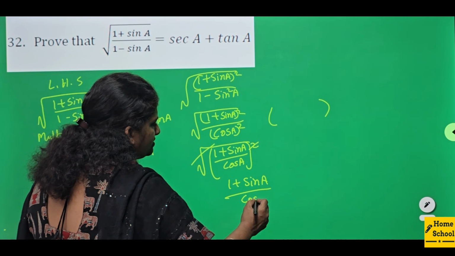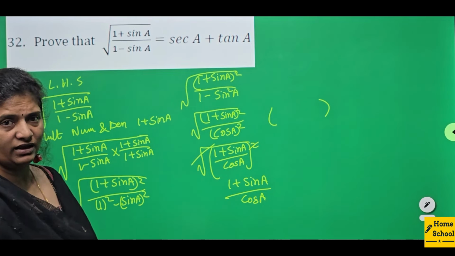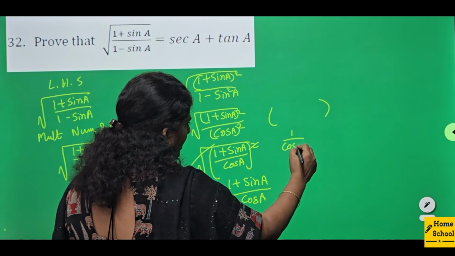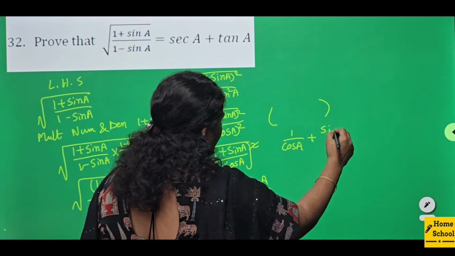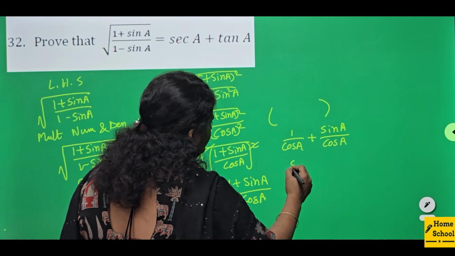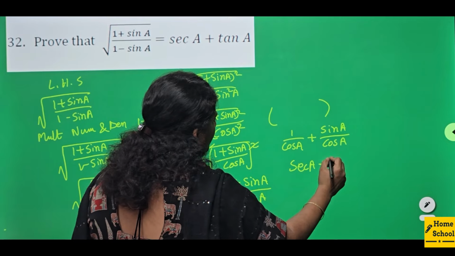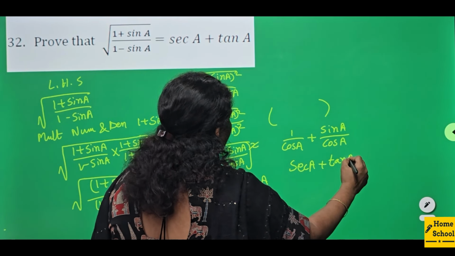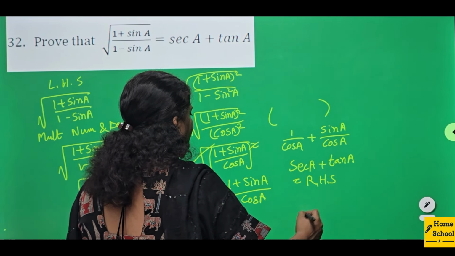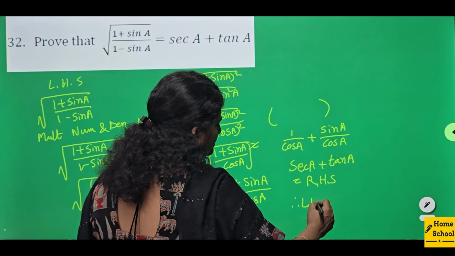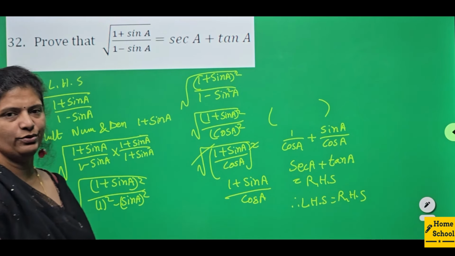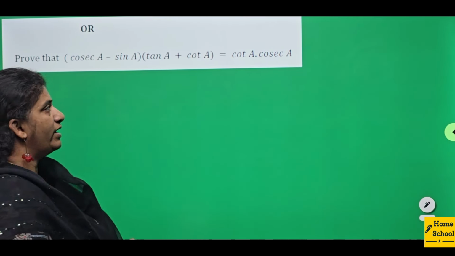Is this your answer? No, still something there. Now split the numerator. 1 by cos A plus sin A by cos A. What is 1 by cos A? Secant A. And sin A by cos A is tan A. Therefore, that is only the RHS, right hand side. Therefore, LHS is equal to RHS, and rewrite the question and say, hence it is proved. In this we have one more OR question.